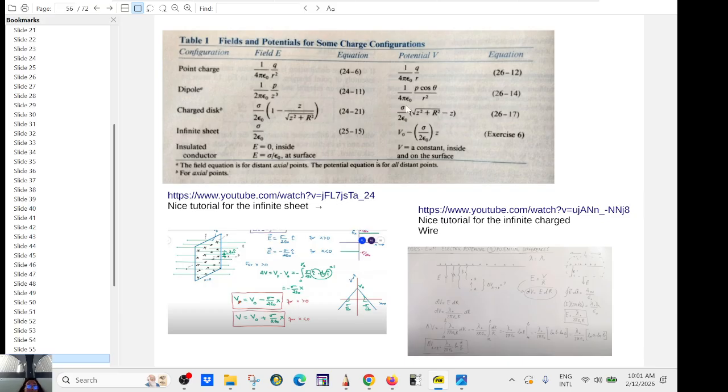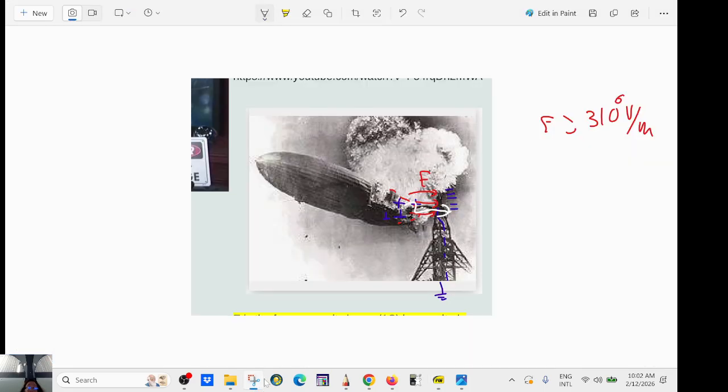The charged disk, infinite sheet. If it's an infinite sheet, this is confusing, but it means you are very, very close to the surface. That's going to be the electric field. Very close to the surface, and that will be the voltage for very close to the plane. Is that clear? And here you have a video that will take you step by step if you're interested.